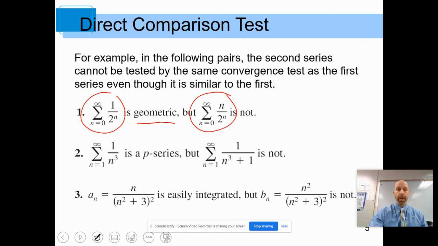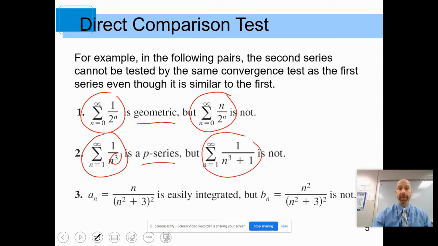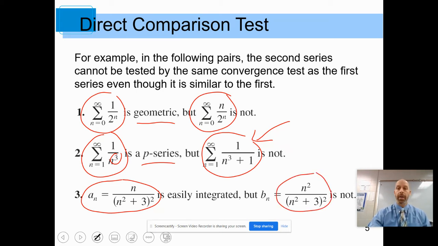In number 2, we clearly have a p-series with a p-value of 3, so we can determine if it converges or diverges using the p-series test. But if you look at this other series, you cannot apply it in this case, because that is not a p-series. And in the third example, if a sub n was n over (n squared plus 3) squared, we can integrate that pretty easily using u-substitution. However, it's not so straightforward when I give you a different b sub n based on that formula.